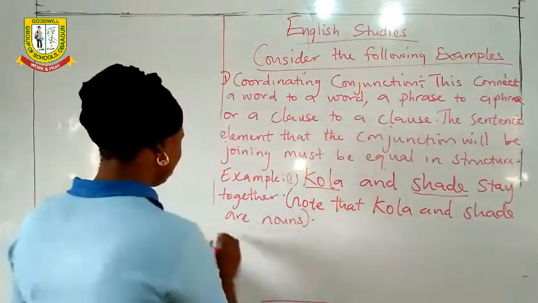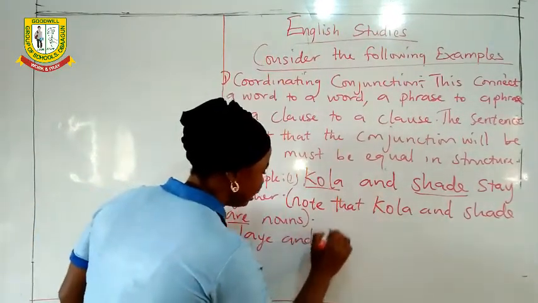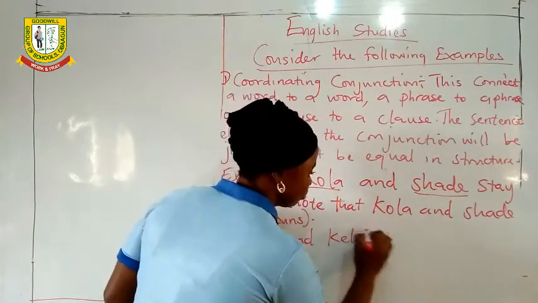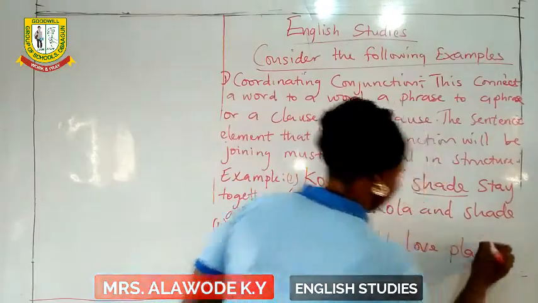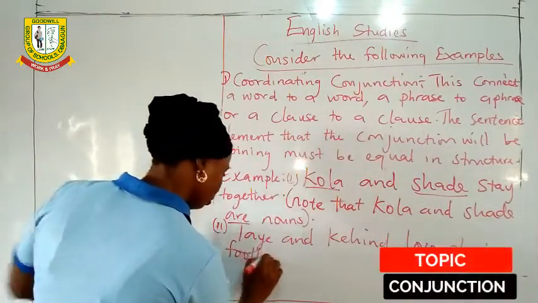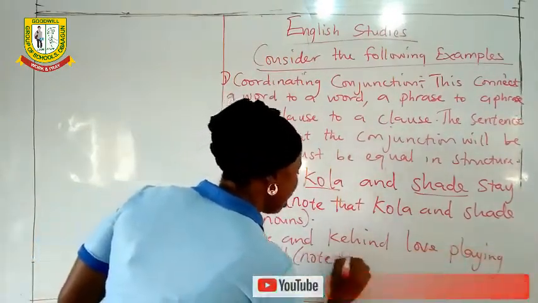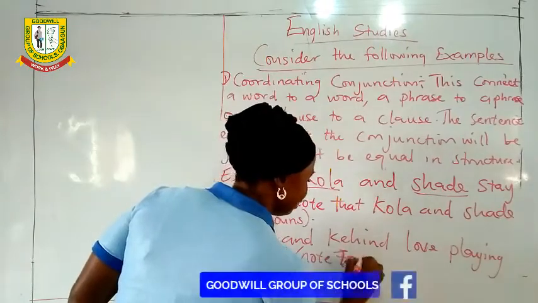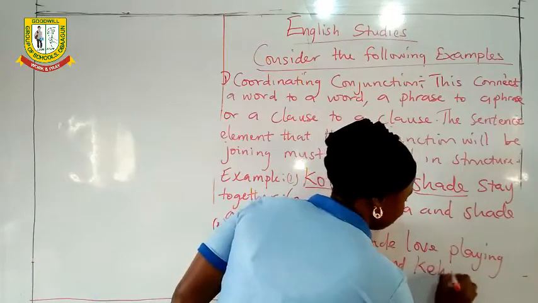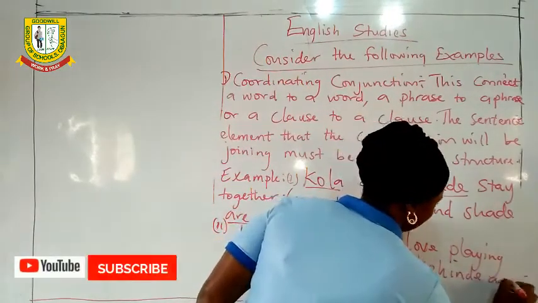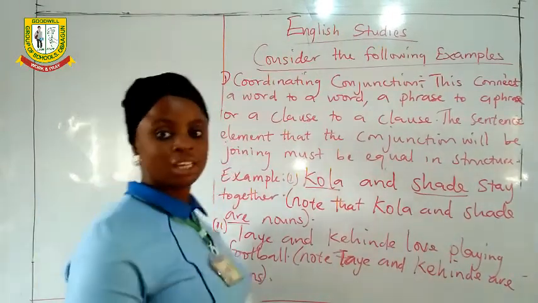That's the first one. So the second example now: Taye and Kehinde love playing football. So note that Taye and Kehinde are nouns. So do we understand it?